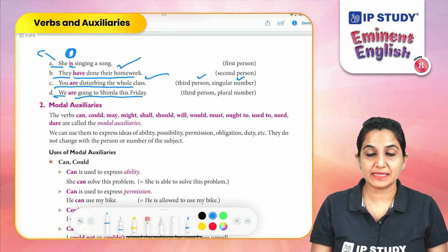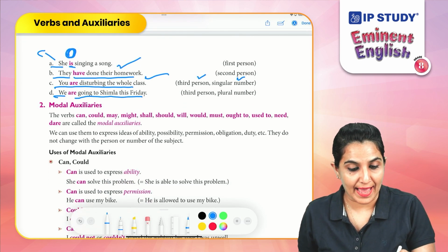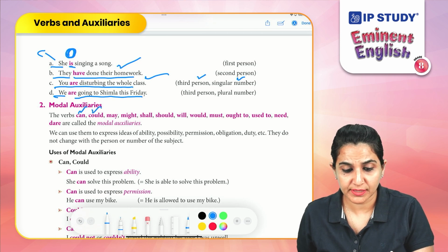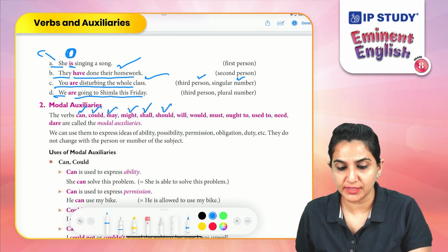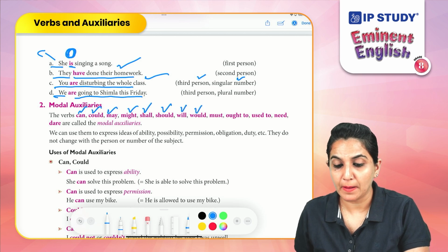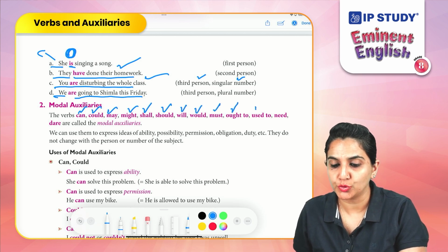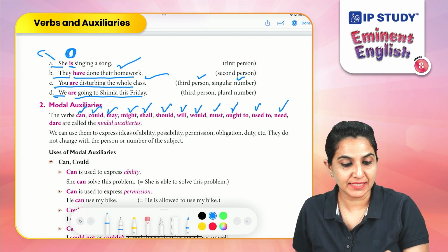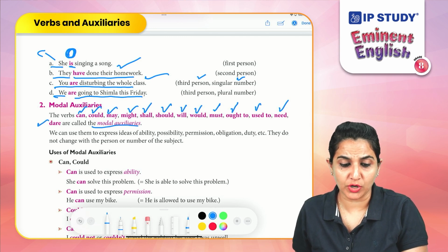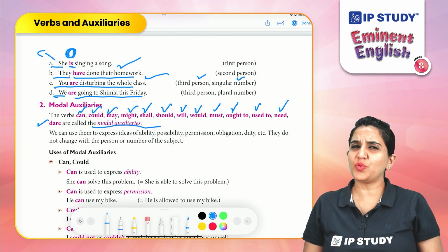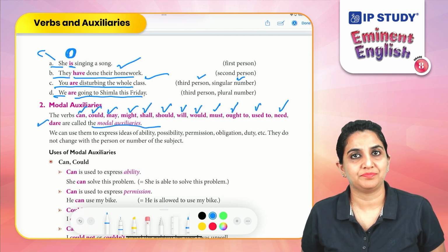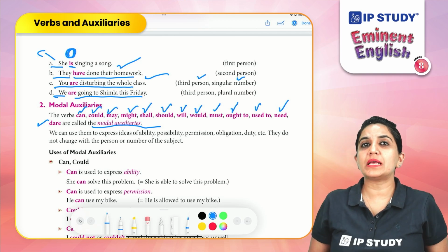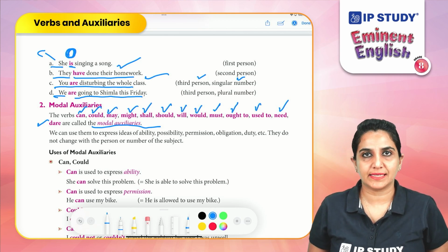Modal auxiliaries are the verbs like can, could, may, might, shall, should, will, would, must, ought to, used to, need, dare. They're all called modal auxiliaries. What do they really do in the sentence? Well, they express the mood in the sentence.